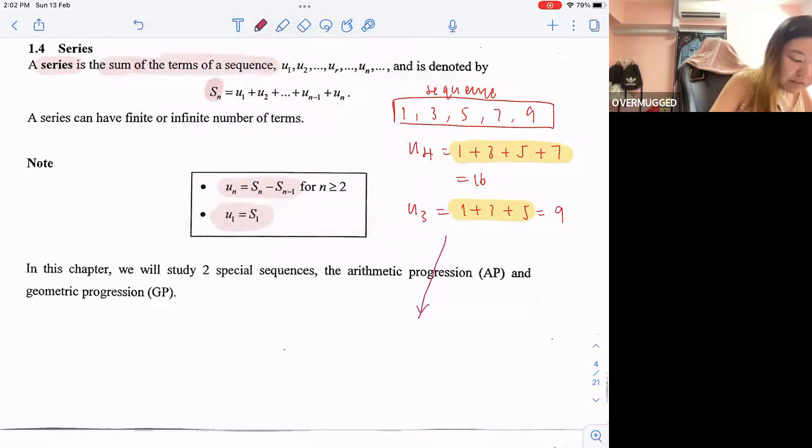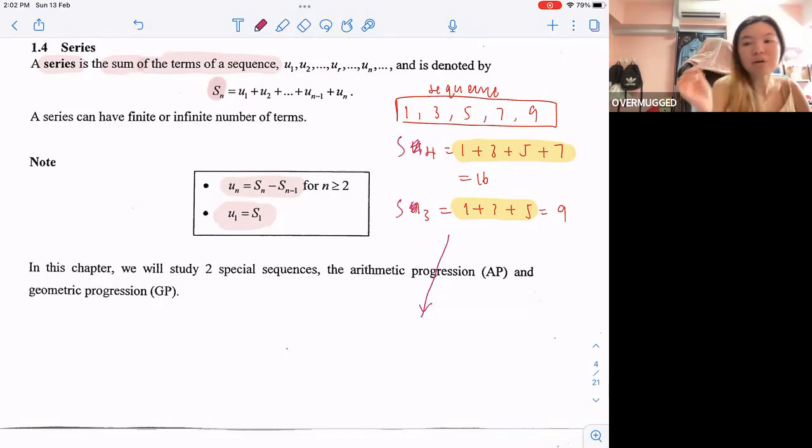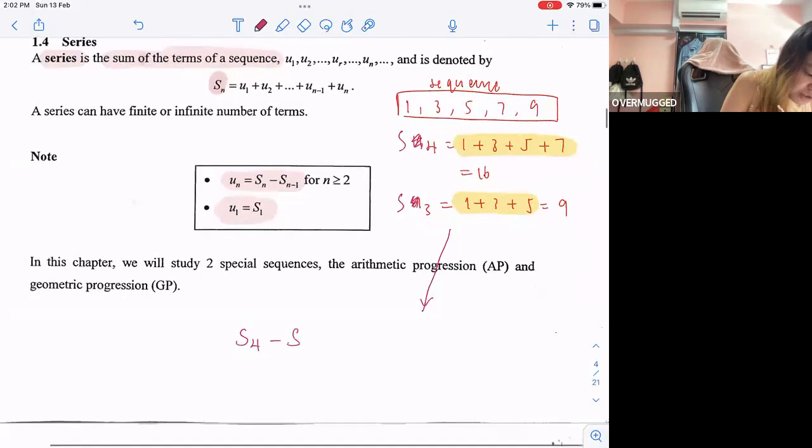Okay. If I take, right, U4, sorry, this should be S, because it's a series. Don't want to confuse you guys. It should be S, sum of 4. Okay. So if I take my S4 minus my S3, in other words, I take 16 minus 9, I get 7, right? And you realize that this is equal to U4.